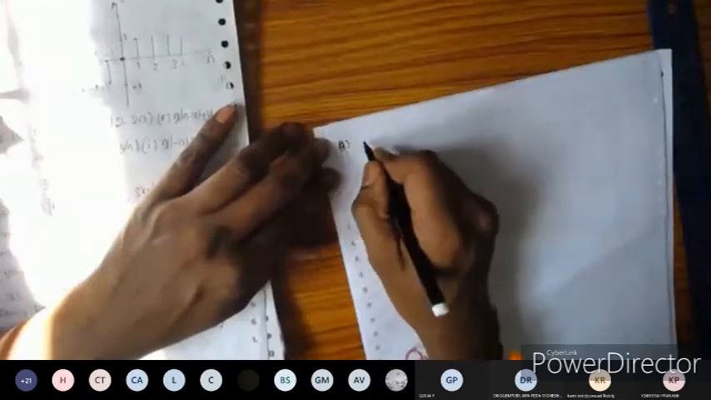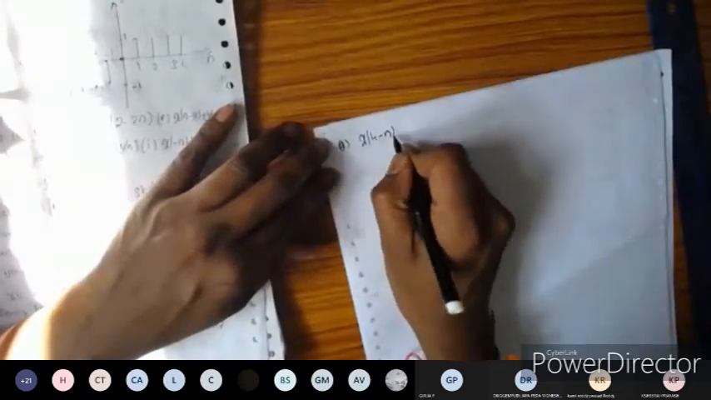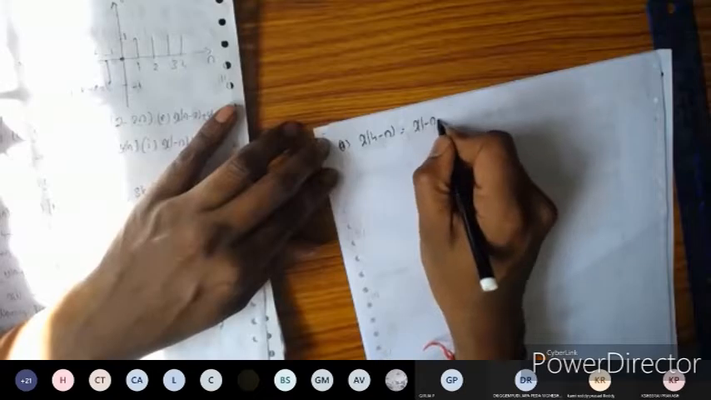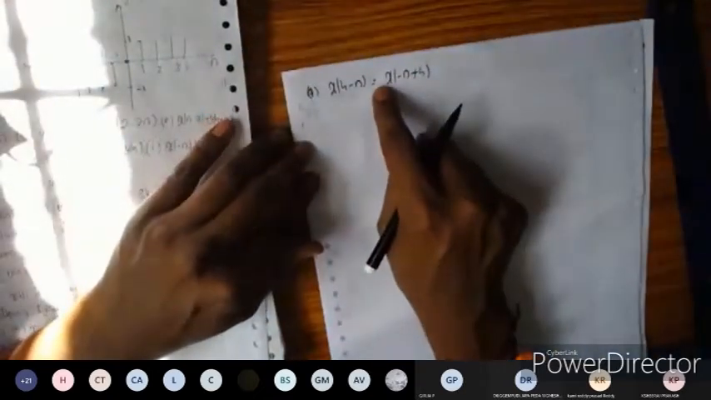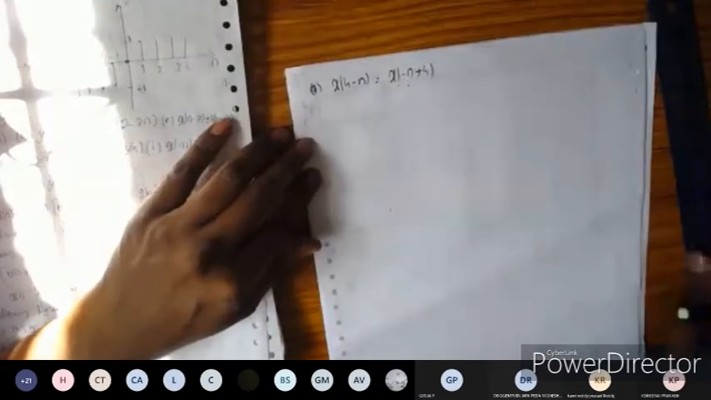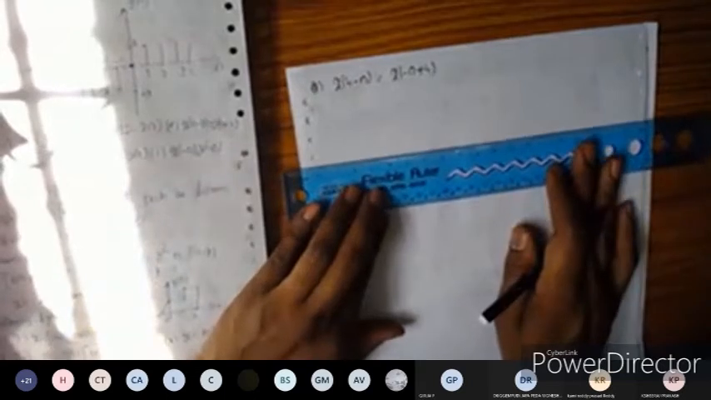Now let us plot the waveform y of n equal to x of 4 minus n, x of 2n minus 3. First of all is x of 4 minus n. So this we can write as x of minus n plus 4. So we need to shift the waveform towards the left side by 4 units, then we need to take the reflection. So let us plot it here.